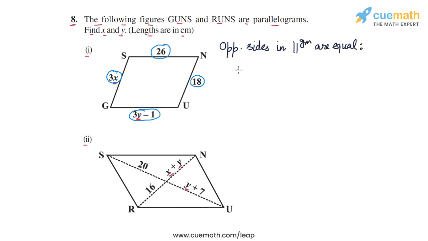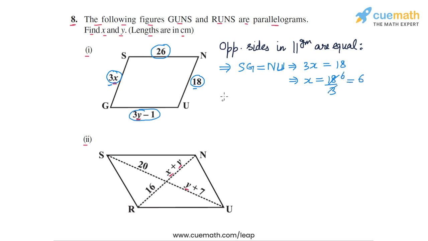Okay, so this means that SG is equal to NU. SG is 3x and NU is 18. So let's substitute these values. So 3x is equal to 18, and this gives us x is equal to 18 by 3, and 18 by 3 is 6. So x is equal to 6.